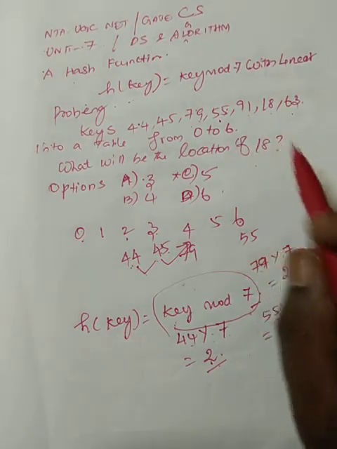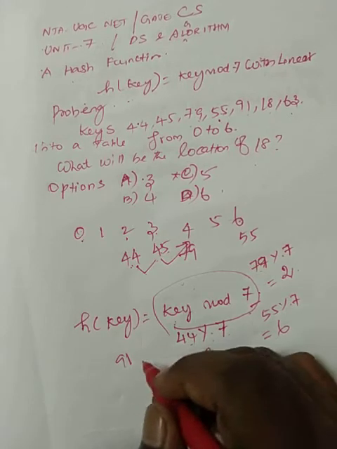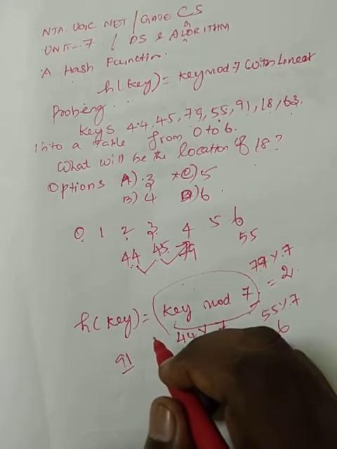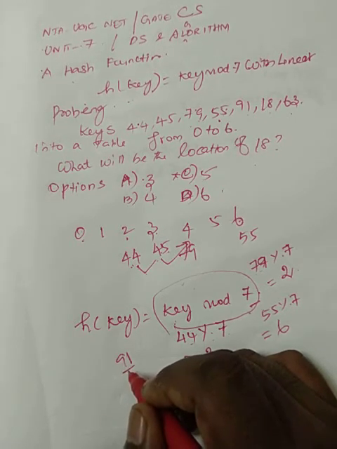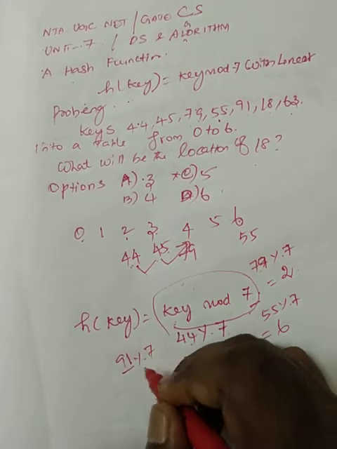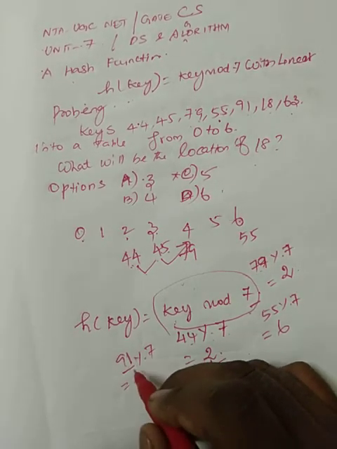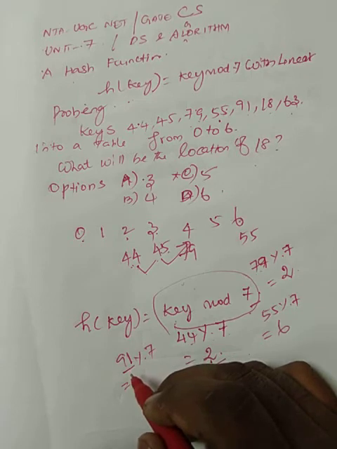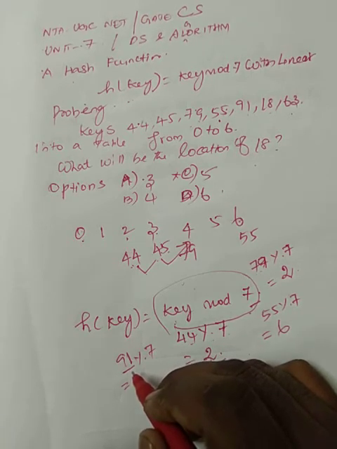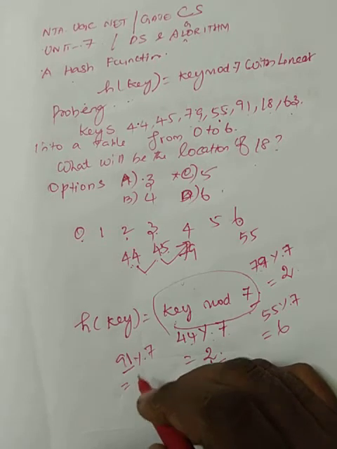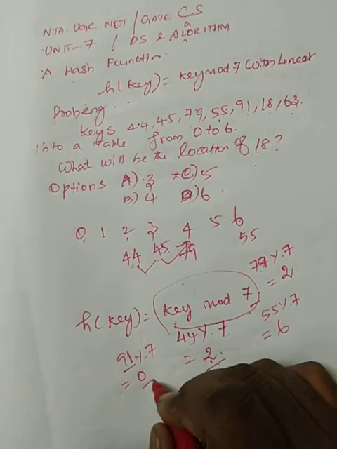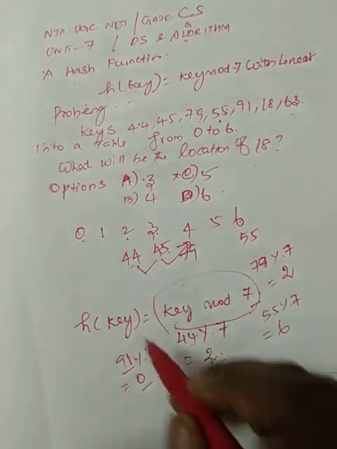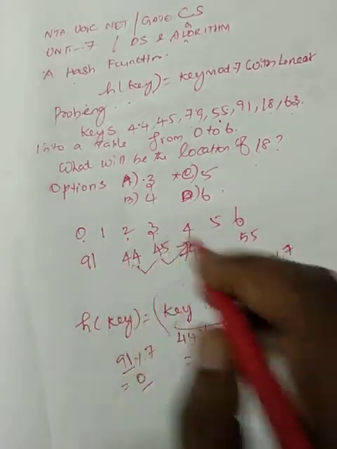Next one is 91, right? 91 mod 7: 70 is 10 times, and 21 remains. In 21, 7 goes 3 times, so in total 13 times 7 is 91, and the remainder is 0. So we place this 91 at the 0th position.